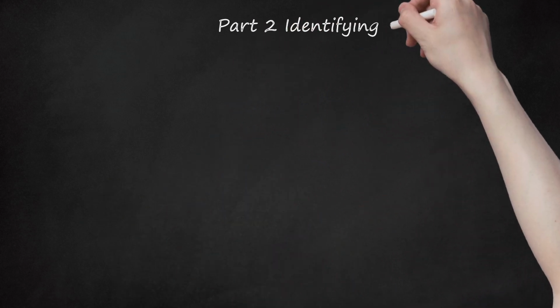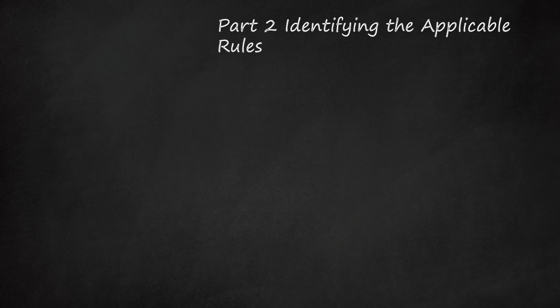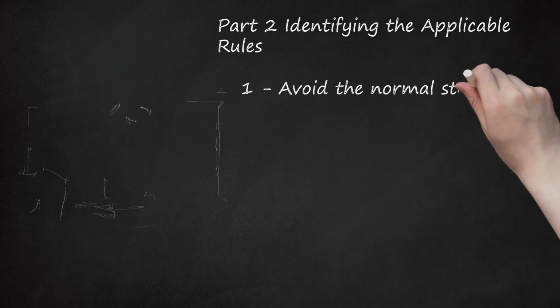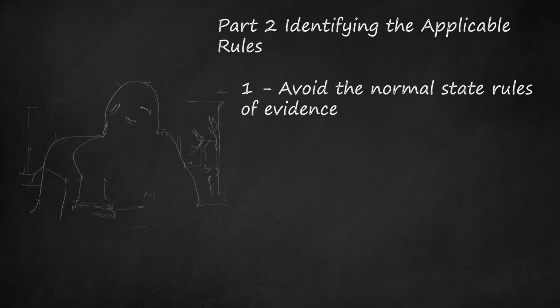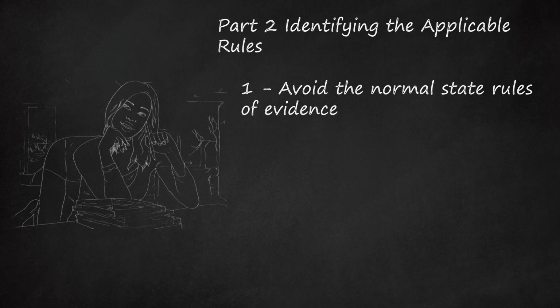Part 2: Identifying the applicable rules. 1. Avoid the normal state rules of evidence. As soon as you receive notice that the defendant has asked for a hearing, you need to determine what evidence you will present. However, before you can compile evidence to use, you need to know what will be admissible.